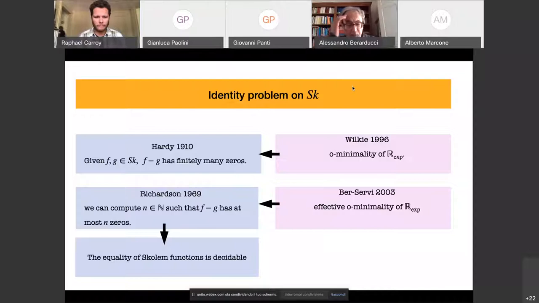So it immediately follows, although you don't have a normal form, that the equality of Skolem functions is decidable, because you just compute f and g on n plus one integer values, and if they are equal, the functions are identically equal. Notice that although you can compute an upper bound on the number of zeros, it is not known how to compute an upper bound on the size of the largest zero. This is again connected with the open problem whether the theory of Rexp is decidable or not. But the equality of Skolem functions is at least decidable.